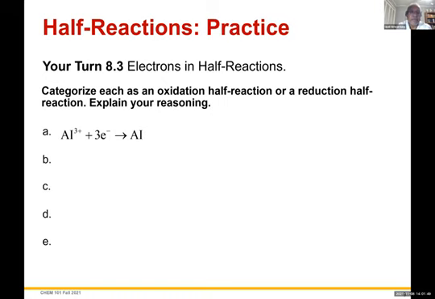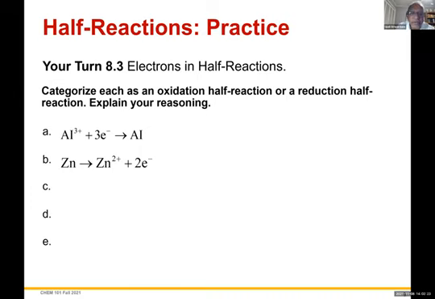Aluminum 3+ gains 3 electrons to become aluminum 0. Metallic atoms have 0 oxidation state, 0 charge. Therefore, aluminum 3+ is reduced by gain of 3 electrons to produce aluminum. That's a reduction half reaction.